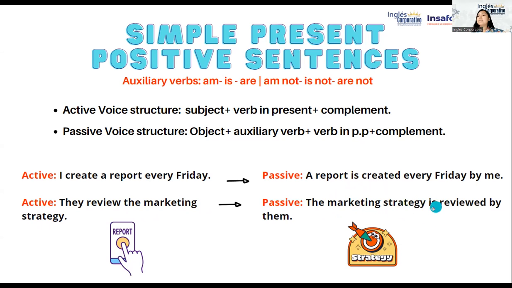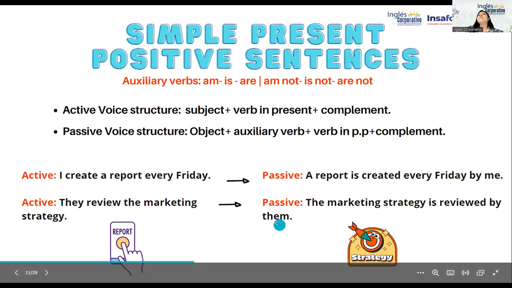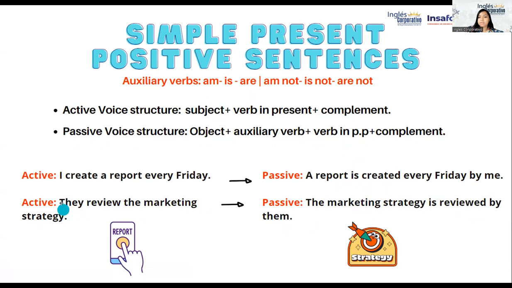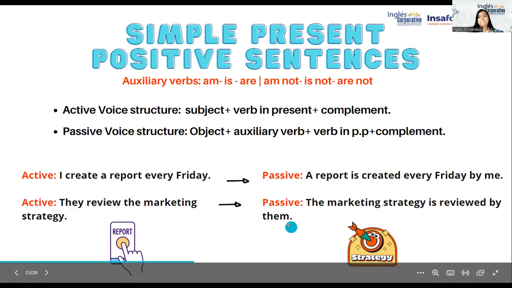And since this is, right, we use is because it's reviewed, the verb in past participle, passive voice structure, by the object pronoun them, because we have they at the beginning. So now we say by them.